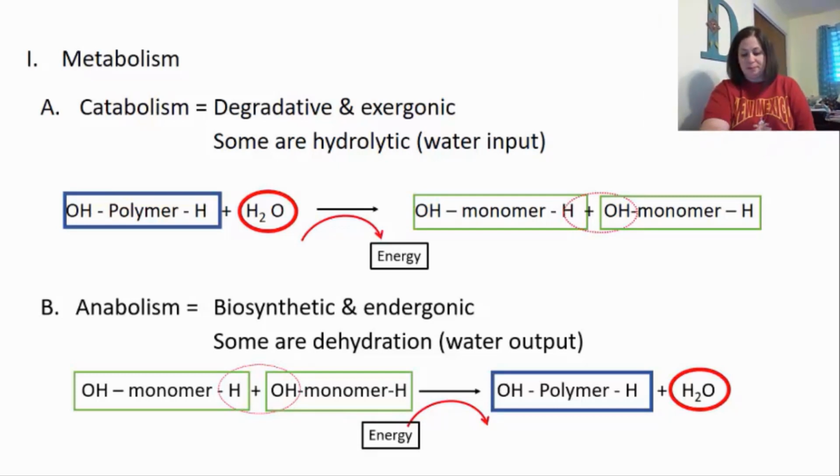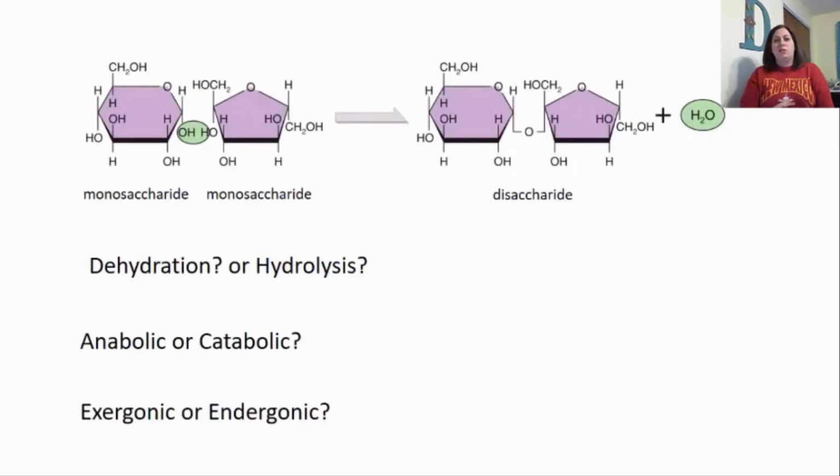All right, so we have kind of like a little quiz here to look at this. We have a monosaccharide with a monosaccharide. We are then going to make a disaccharide. Now, meaning the disaccharide is going to be larger. And if you'll notice out here that water is an output, it comes out of the reaction. So the first question here is, is this dehydration or hydrolysis? Since water comes out, this is dehydration.